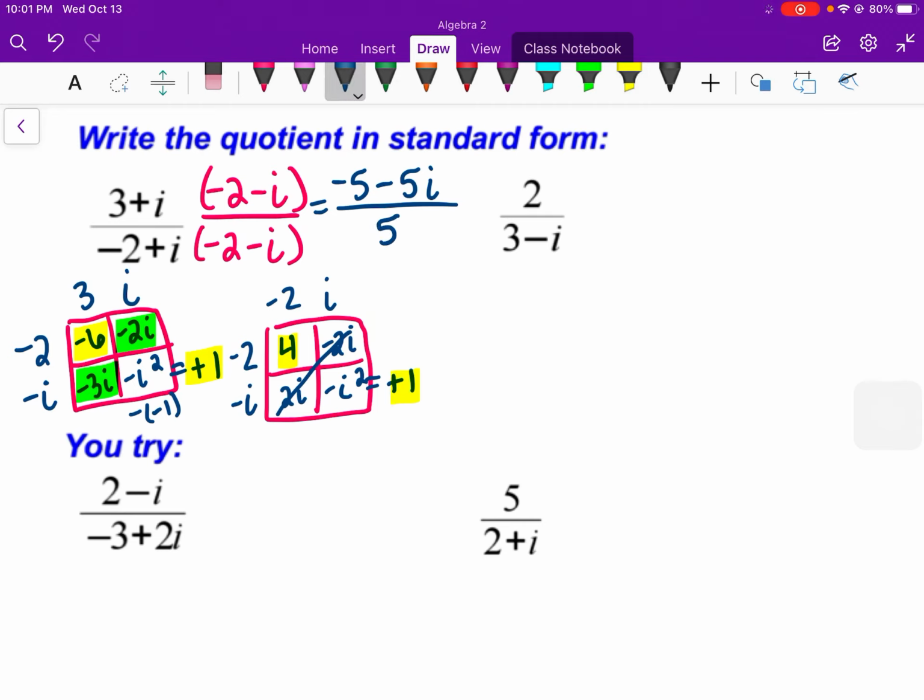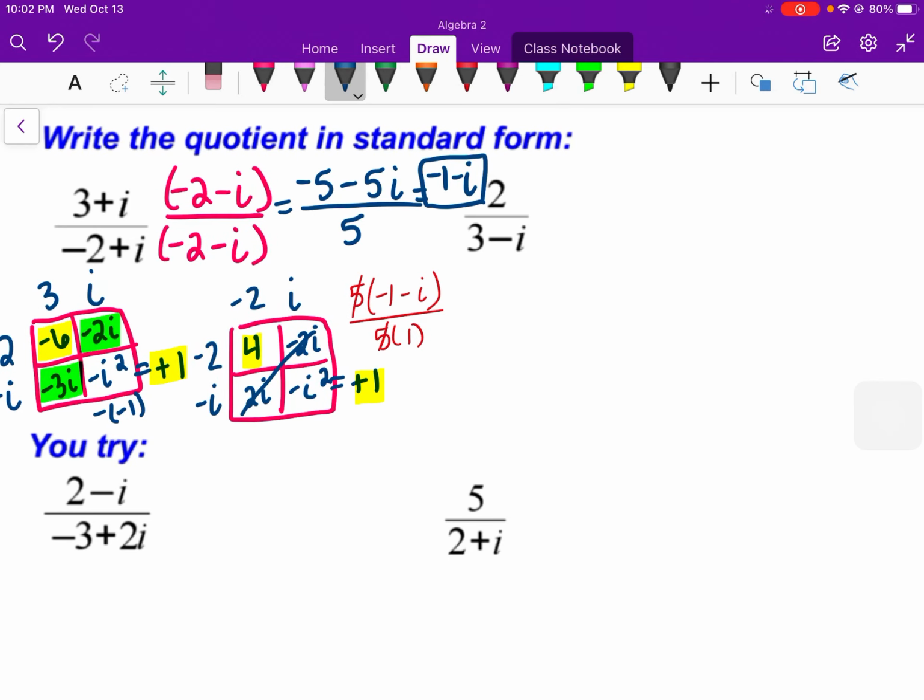Now this simplifies because they're all divisible by 5. So you can actually factor out a 5 from the top and get negative 1 minus i. Factor out a 5 from the bottom because 5 is 5 times 1. So take out that 5 and you're left with negative 1 minus i over 1. So this simplifies to just negative 1 minus i. I kind of ran out of room there, but that would be my answer.